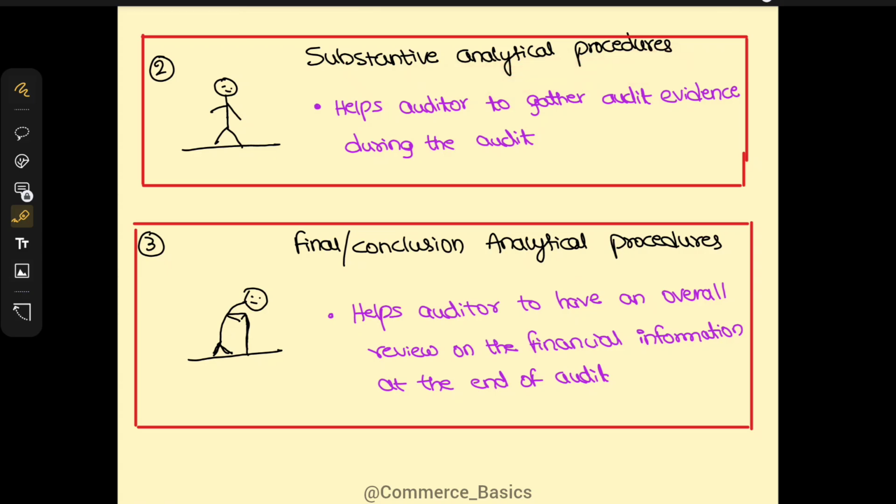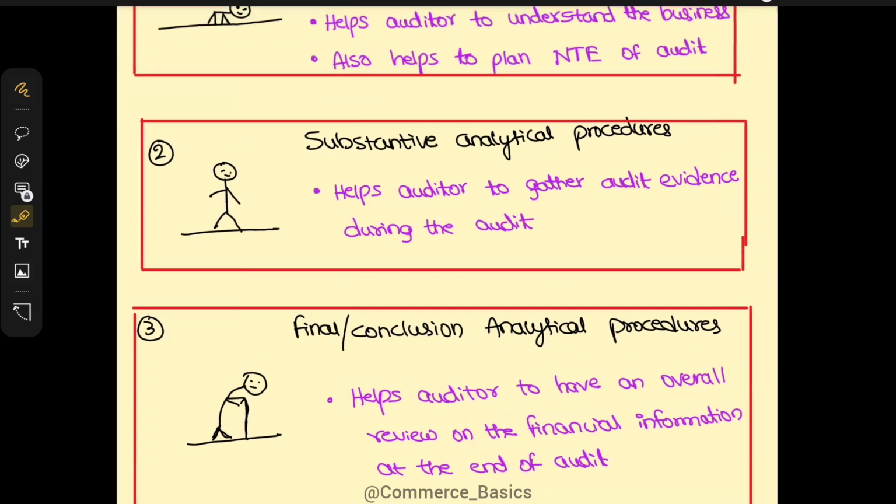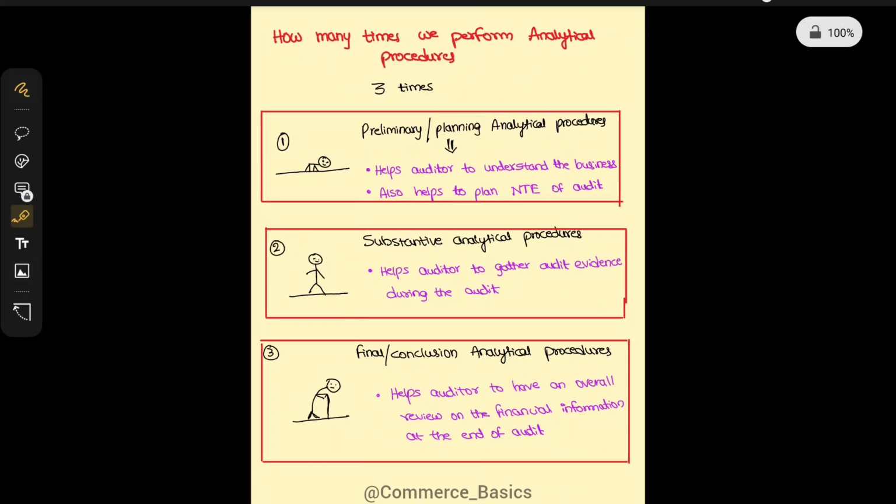Whether these two are consistent throughout the audit or not, he has to finalize one last time, like when you are leaving the house you check the key to see whether it is properly locked or not. So like that he is checking one last time. So these are the three times where we do the analytical procedure.